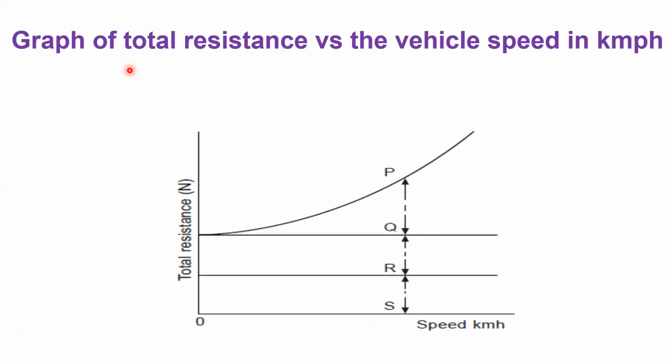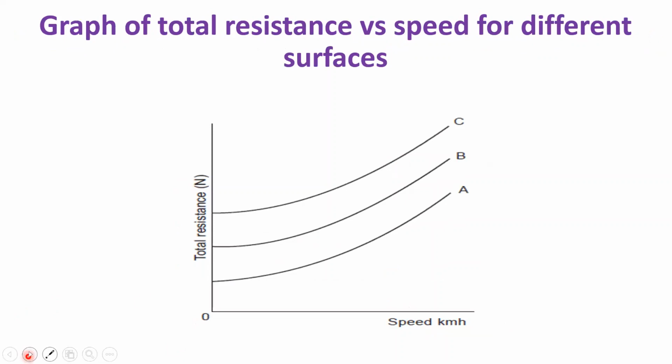This is the total resistance, which involves the three parameters we have seen so far, and it increases when the vehicle speed increases. This is the total resistance versus speed, and it also varies with respect to the different surfaces. As you know, the resistance force increases when the speed of the vehicle increases. This is what the graph shows here.